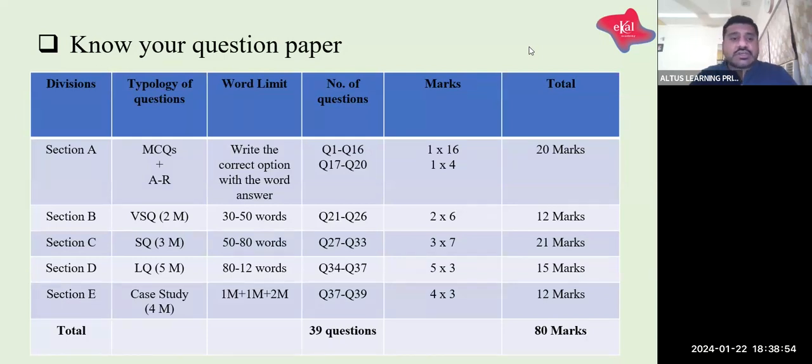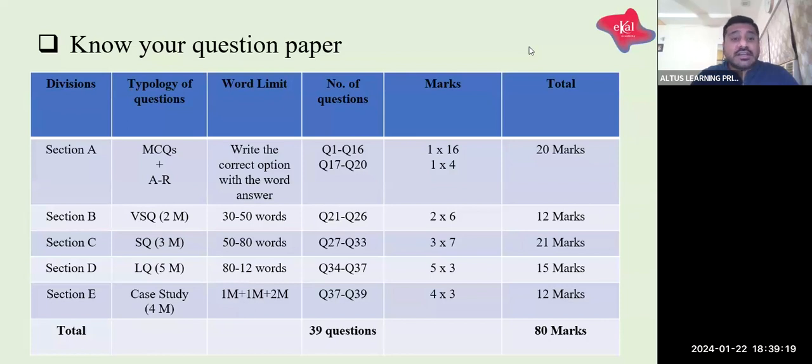Section C, which is short question, which are to be answered in 50 to 80 words. Do not exceed the word limit. Do not go below the word limit as well. Each question is of 3 mark. There would be total 7 questions. Internal choices will be given in this section C. Section C, the total is of 21 mark.